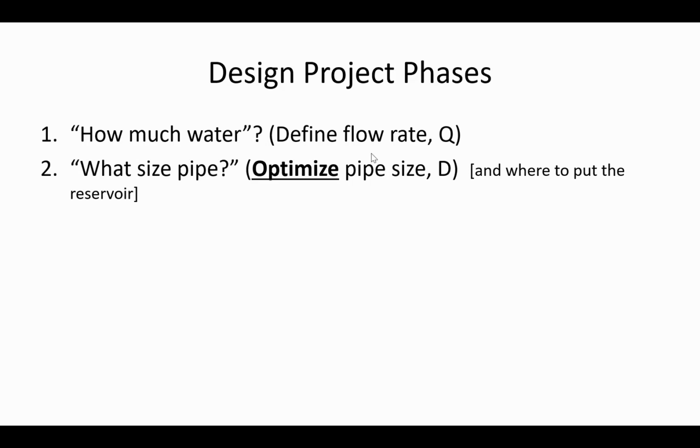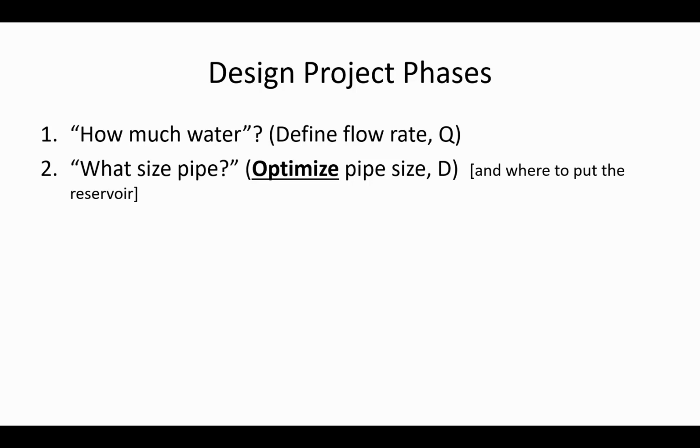In phase 1, you were answering the question, how much water does the city need? You were defining the flow demands. You were identifying in terms of liters per second what is your design condition at each of the locations that water needs to be extracted. In phase 2, you're going to be answering the question, what size should the pipe be? And so this is an optimization problem where you are iteratively changing the diameter of one pipe and seeing what that does everywhere in the network.